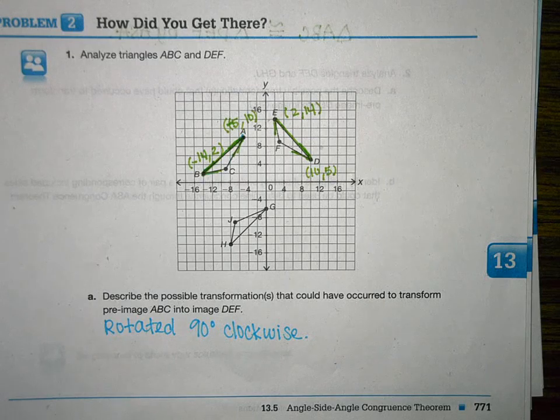So your homework for tonight is going to be the skills practice for 13.5. You have the rest of the period to start working on that.